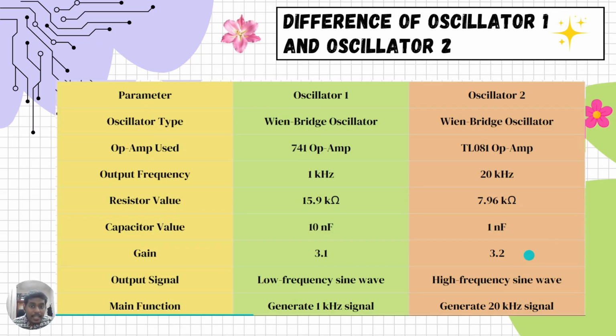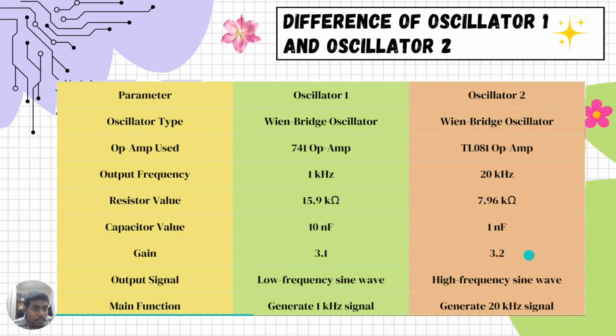Okay, so the second one we're going to do is the RC component values. As we know, oscillator 1 uses larger resistor and capacitor values, while oscillator 2 uses a smaller capacitor value and also a smaller resistor value. You can see the difference.